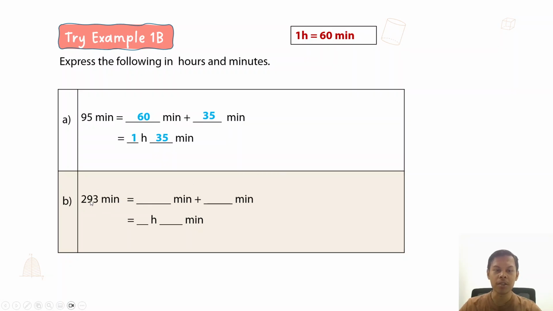Now how about 293 minutes? How are we going to change this from minutes to hours and minutes? If you memorize your 6 times table, you should find the closest to 293 is, very good, 240, which is equal to 4 hours. And find the balance. 293 minus 240, the balance is going to be 53 minutes. So that's your answer, 4 hours, 53 minutes for question B.